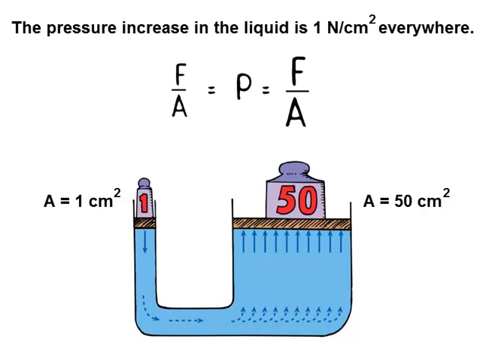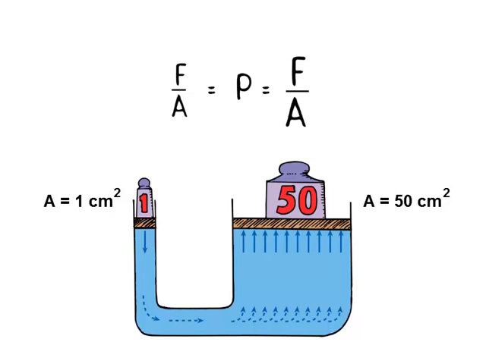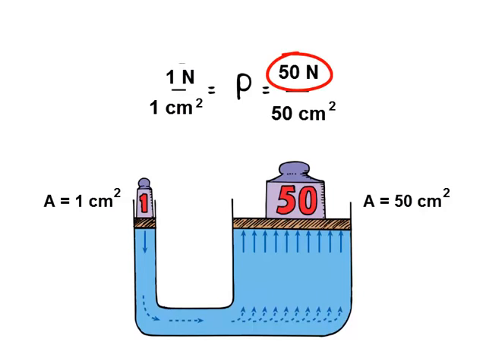A 1 Newton load on the left piston causes an additional pressure of 1 Newton per square centimeter. The pressure is transmitted throughout the liquid and up against the larger piston. The additional pressure of 1 Newton per square centimeter is exerted against every square centimeter of the larger piston. The total extra force exerted on the larger piston is 50 Newtons. The larger piston will support a 50 Newton load. This is 50 times the load on the smaller piston.